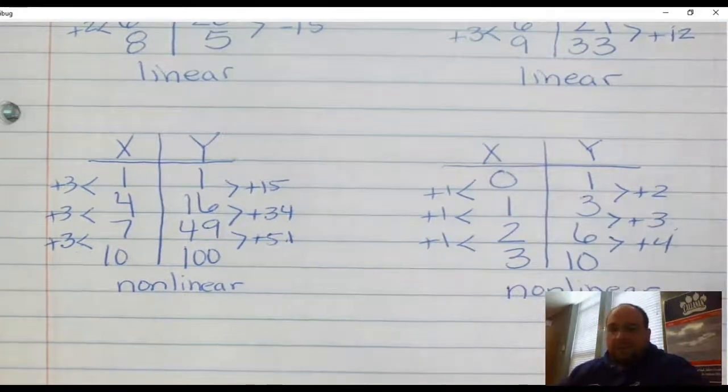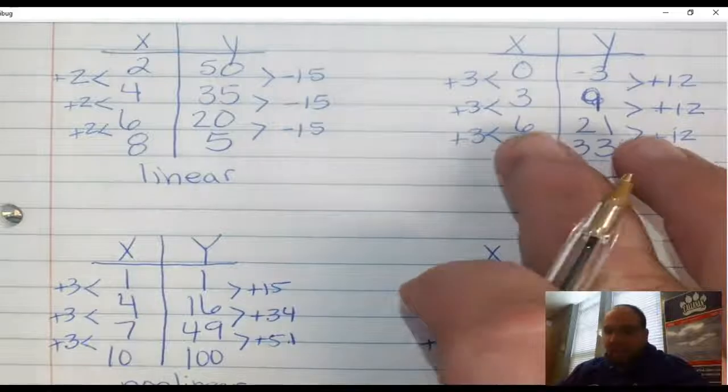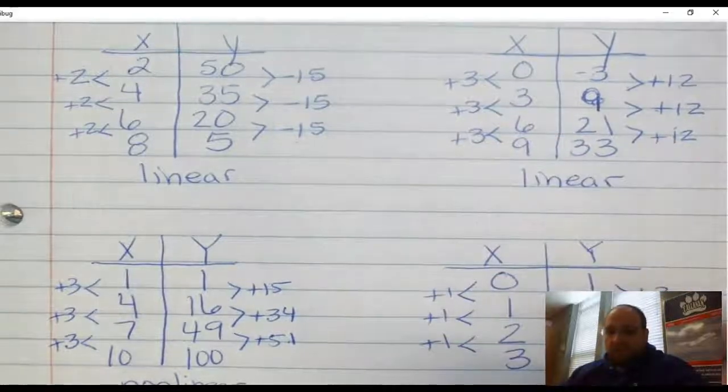So hopefully that gives you an idea about what a linear equation looks like in a table and what a nonlinear equation looks like in a table.